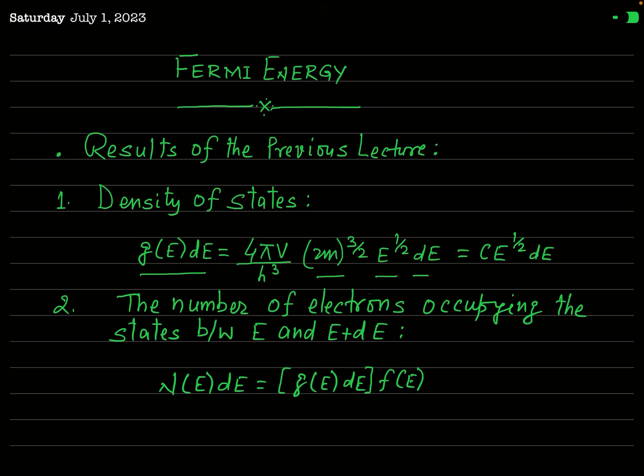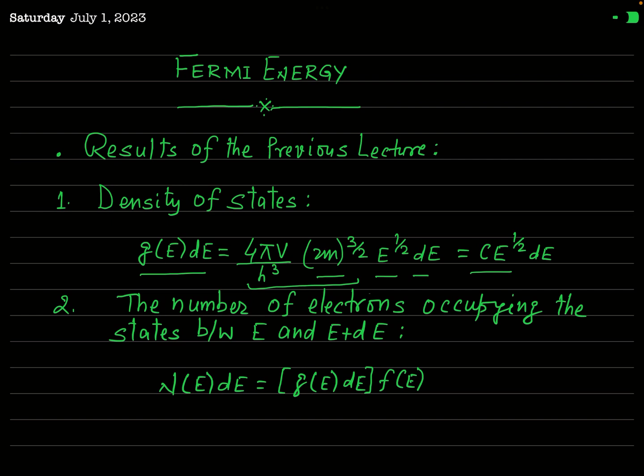Now we have assumed that 4 pi V over h cube times (2m) to the power 3 by 2 is the constant C. So in brief, we write G of E dE equal to C E to the power half dE. For convenience, or to remember this result, we write this equation in this form.